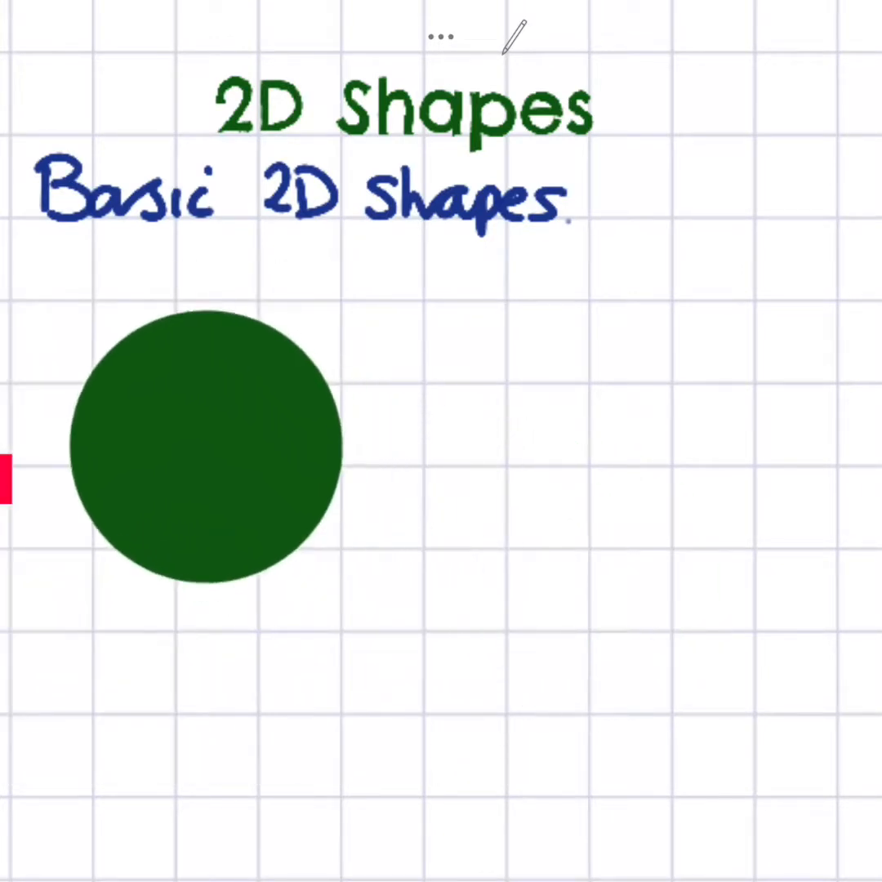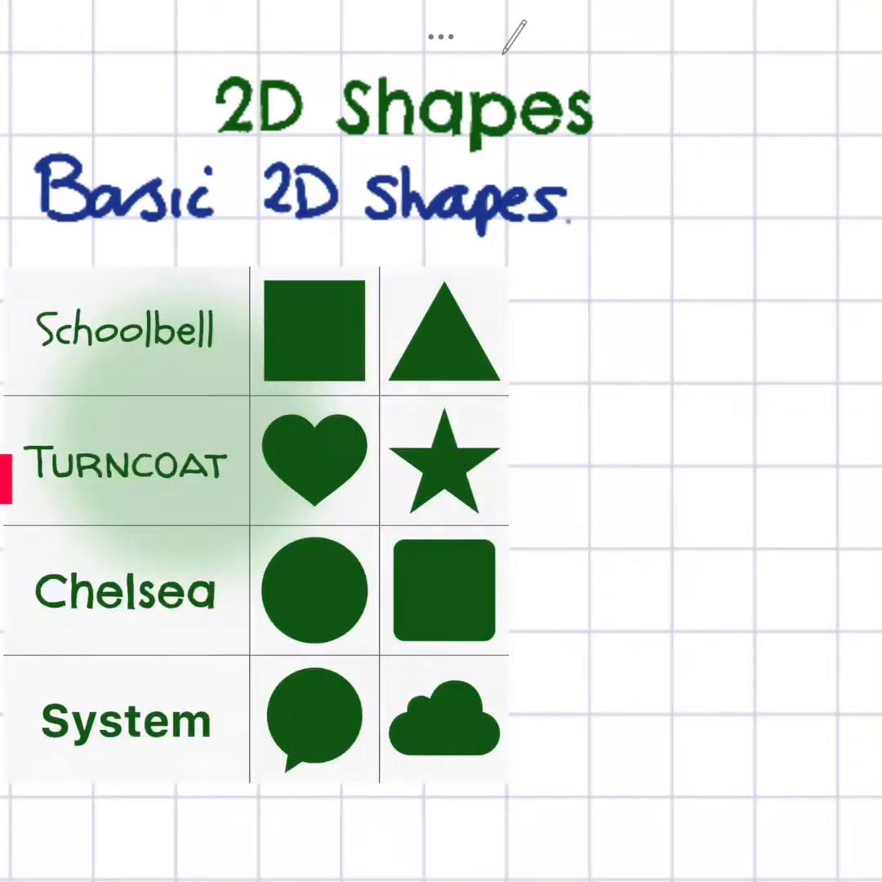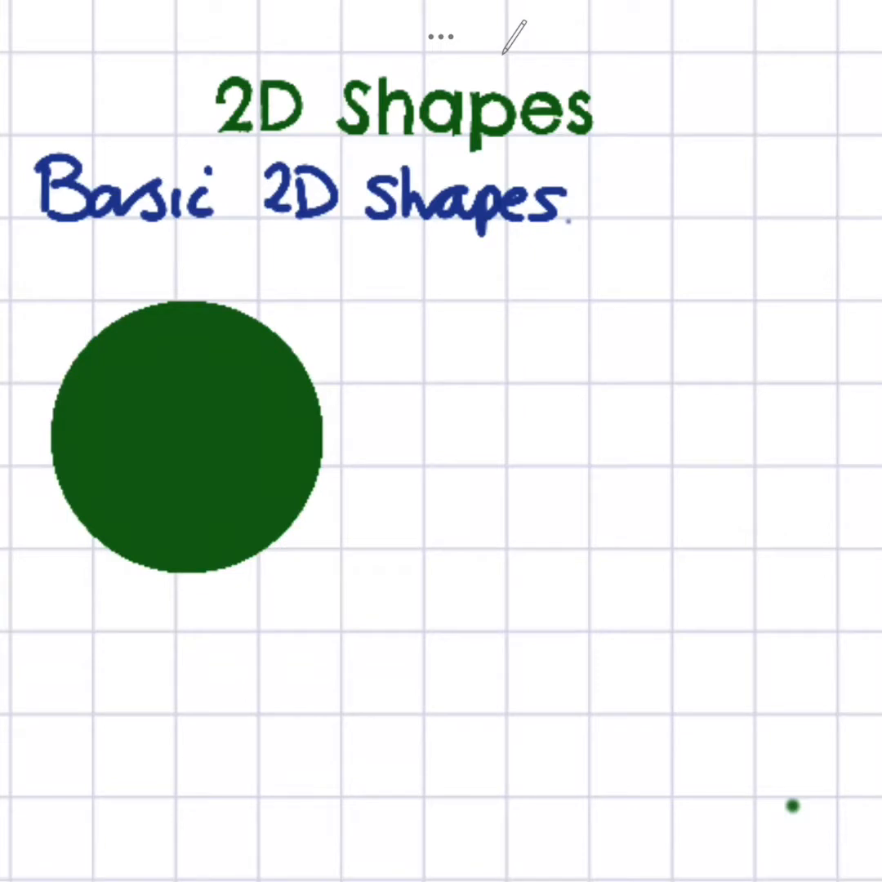Let's pull a circle out. There's not many properties to a circle, so this won't take too long. So this is obviously a circle. The total angles of a circle is always 360 degrees, so it's a revolution. And it has one continuous side that goes all the way around. That's a circle.